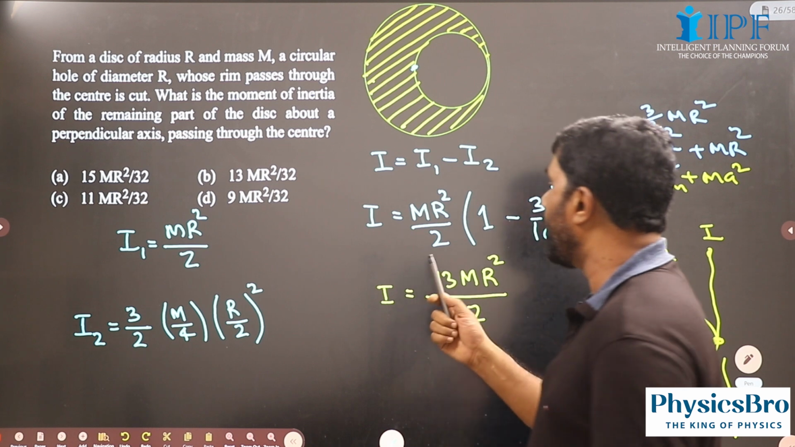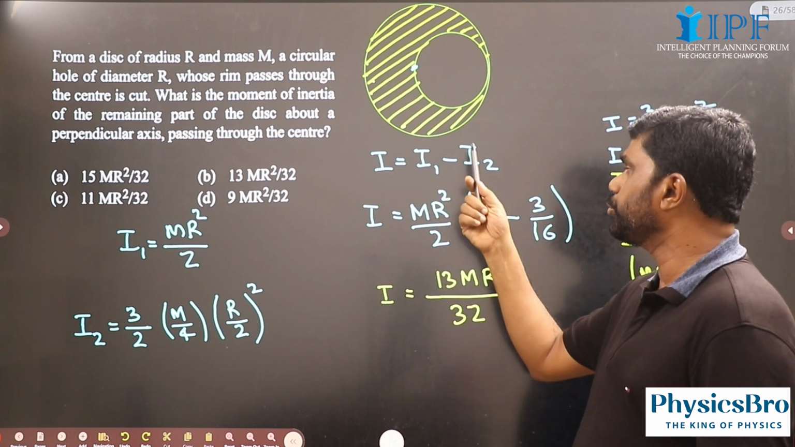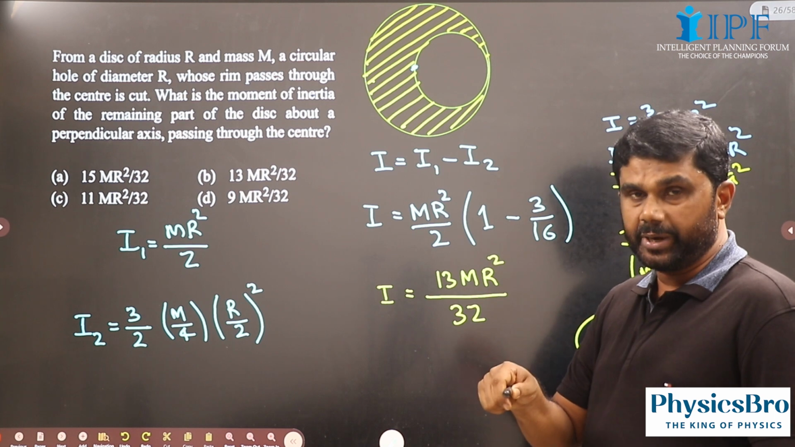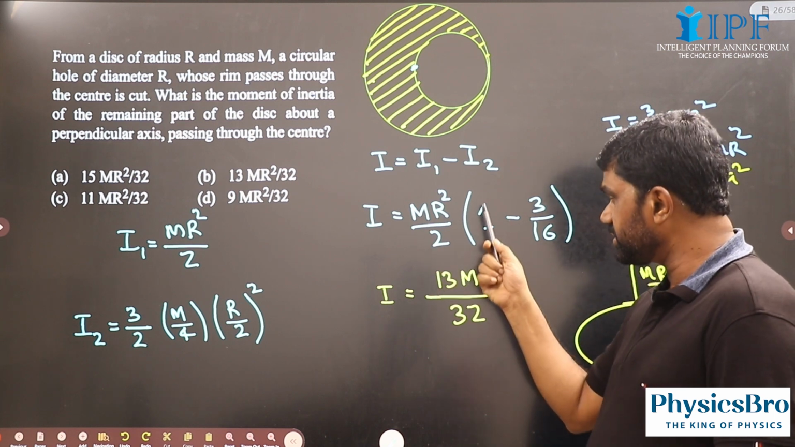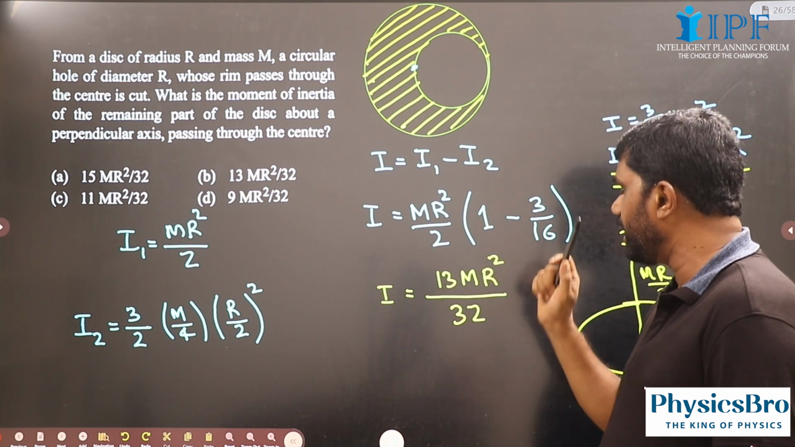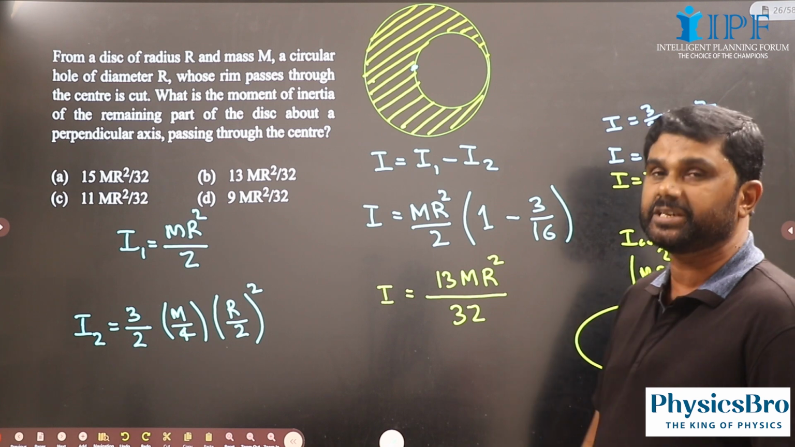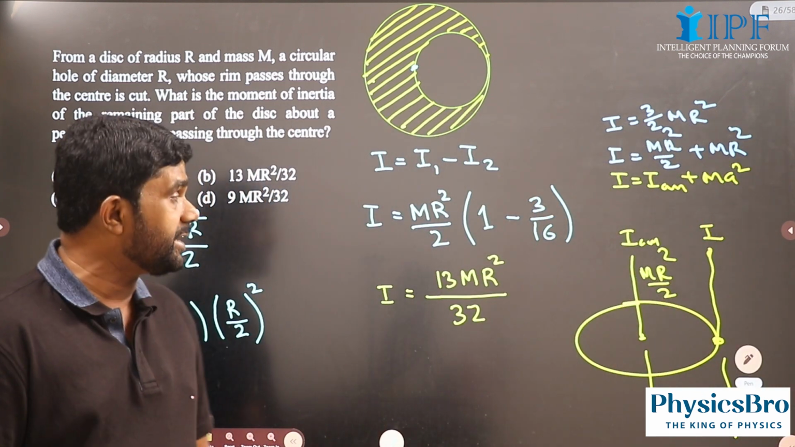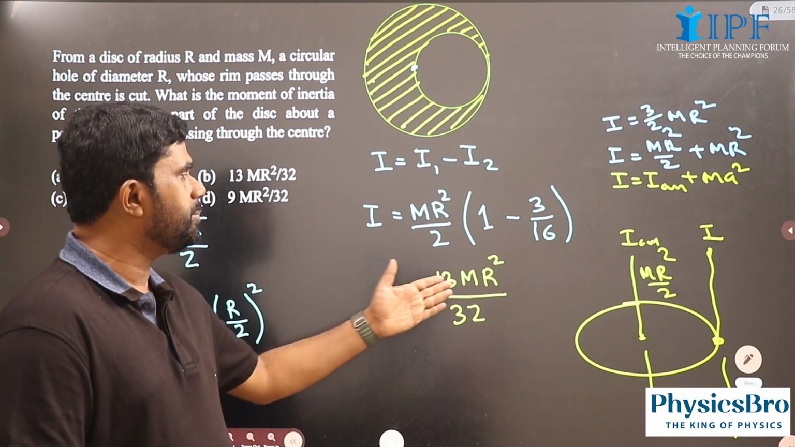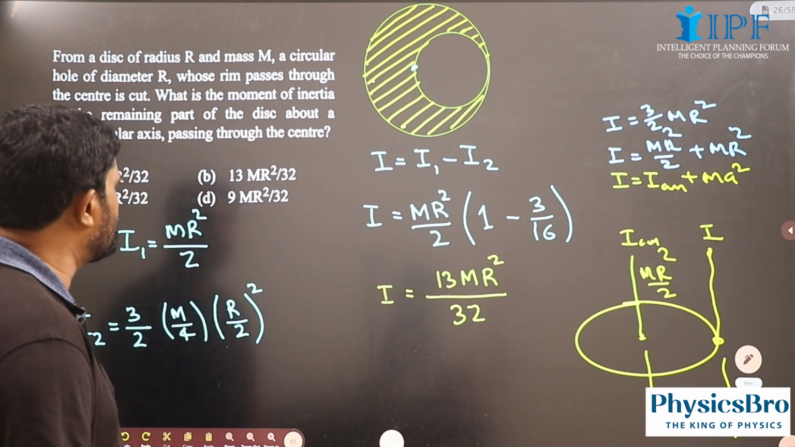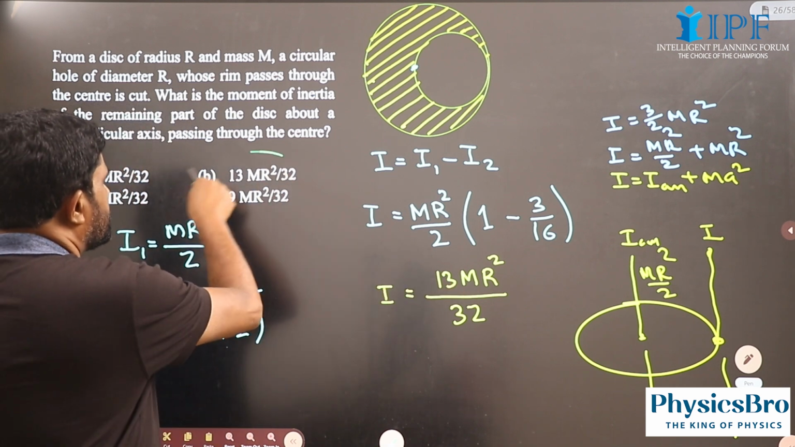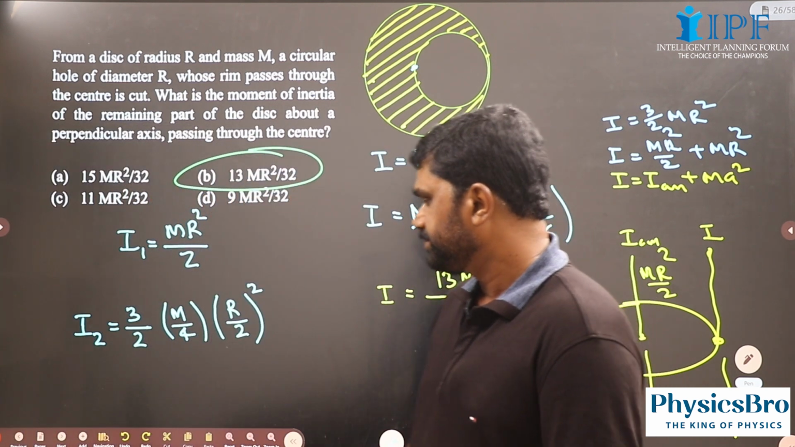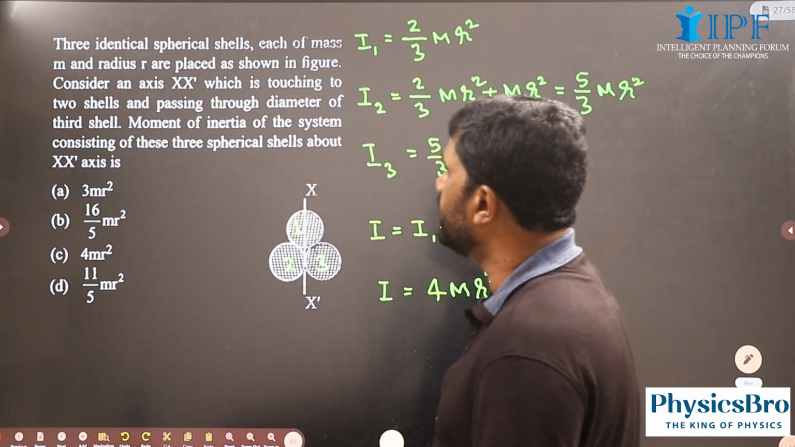So here we will have to subtract: MR square by 2 minus 3 MR square by 32. MR square by 2 is common. When it is taken out, the first term will be 1 and the second term will be 3 by 16. 1 minus 3 by 16 is 13 by 16. So it will be 13 MR square by 32. Now let us see what we have next.